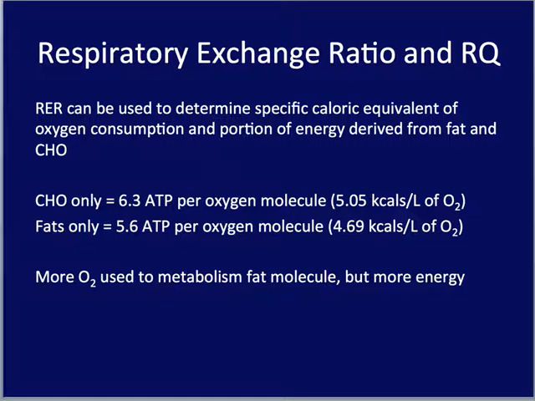So if we look at a fat molecule, more oxygen is used to metabolize fat, but we're going to get more energy out of every gram, or equal amount, of fat compared to carbohydrates, which actually breaks down to this: we get approximately 9.5 kilocalories for every gram of fat we burn. For carbohydrates, we get 4.